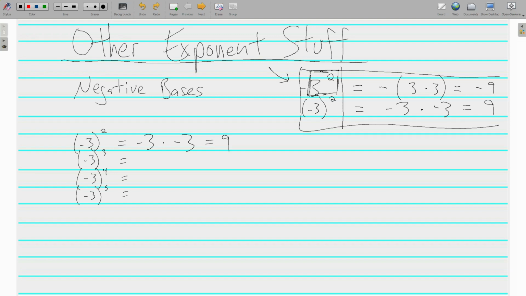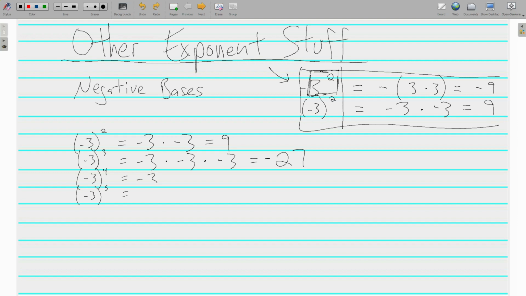Now let's look at negative 3 to the third power. This still means that we have 3 negative 3's being multiplied. 3 times 3 times 3 is 27. Negative times negative is positive. Then positive times negative ends up with a negative 27. Because there are 3 negative signs, we end up with a negative product.